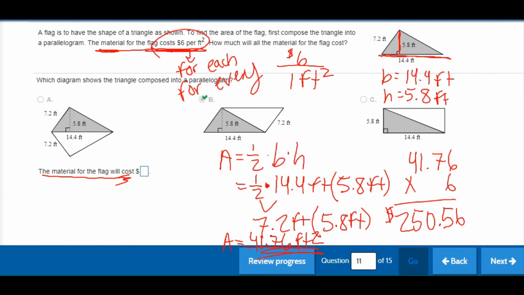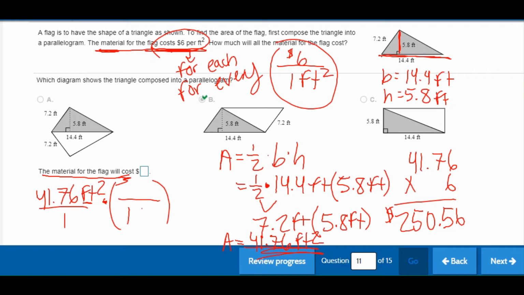So if I know that I need 41.76 feet squared, and I want to convert that to dollars, you multiply by the conversion factor, which is this right here. I need feet squared in the denominator because I have feet squared in the numerator right here. So I'm going to put 1 foot squared here. And the conversion factor that I need to go with that is $6 in the numerator. Feet squared cancels out with feet squared, and I multiply across 41.76 times $6. And that's going to give me the same exact answer.